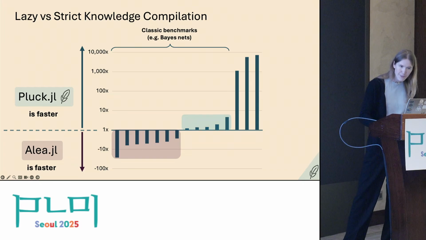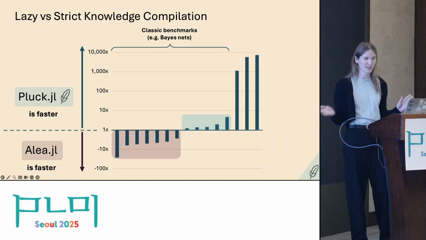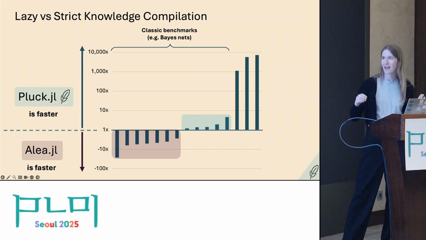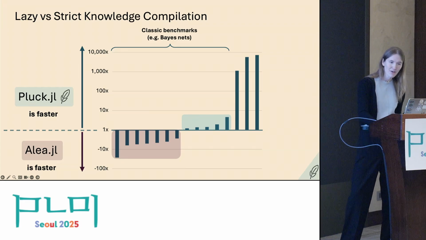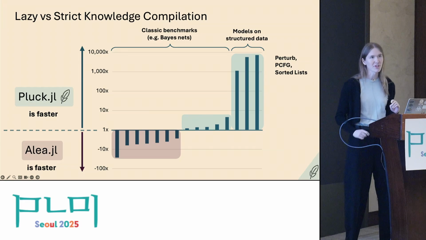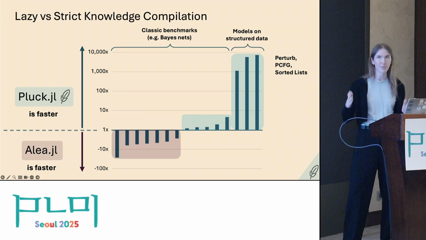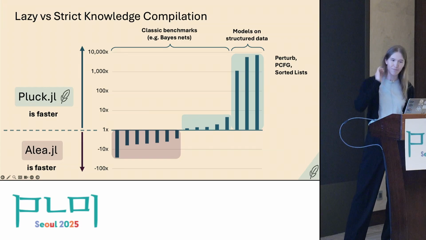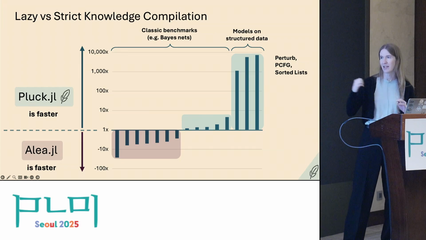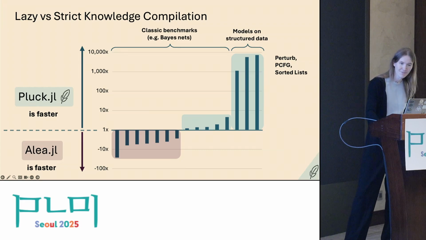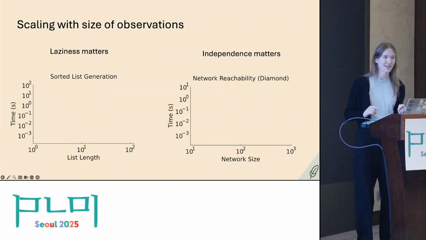Now, there are some benchmarks where there's minor benefit of laziness, and here we see some improvements of Pluck over Alia. But where laziness really shines is on these models of structured data, things like the perturb example from the start, probabilistic context-free grammars, generating sorted lists. In these situations, Alia takes seconds to around a minute, and Pluck finishes in milliseconds. So it ends up being around 1,000 to 10,000 times faster. OK, so let's take a closer look at this scaling.